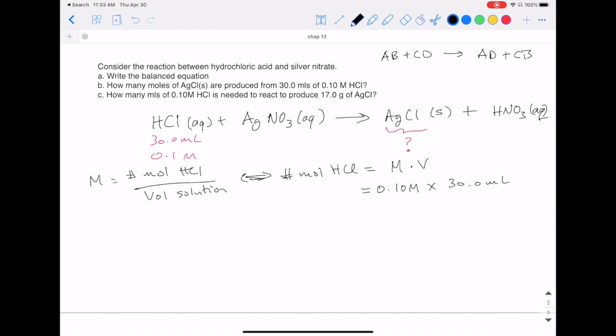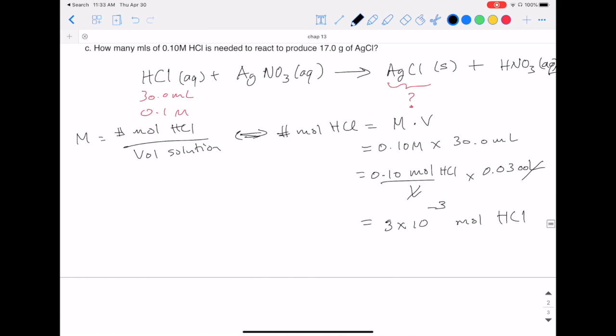Now here's where you want to be a little careful. If you look at the units, molar, of course, means moles per liter. So it's really moles of HCl per liters of solution. And then here we have 30 milliliters. So the liter and the milliliter will not cancel. That's where you need to convert your milliliters to liters. In this case, we would get 0.03 liter. And that would cancel out, giving us 3 times 10 to the negative 3 moles of HCl. And I should put a few more sig figs here. We can do that at the end.